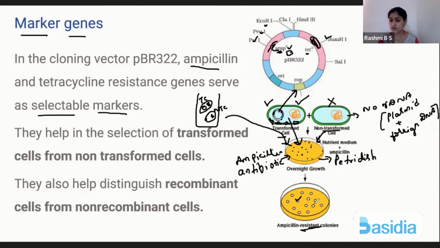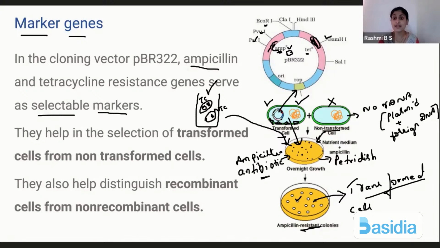So whatever you take from this are purely transformed cells, children. Whatever you're getting on this plate are purely transformed cells. So this is how you're going to select transformed cells. You're going to select only transformed cells from the mixture of both non-transformed and transformed cells using this antibiotic resistance gene.